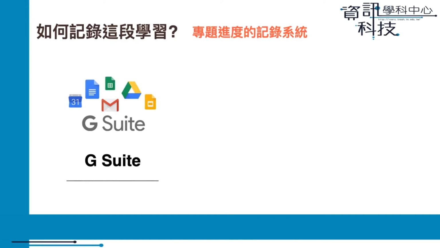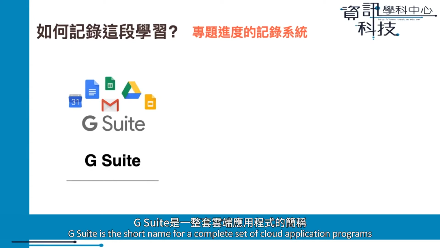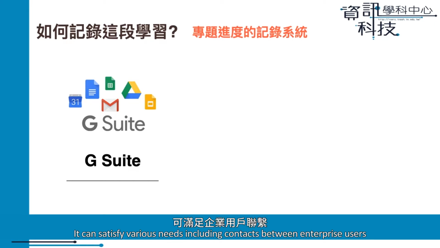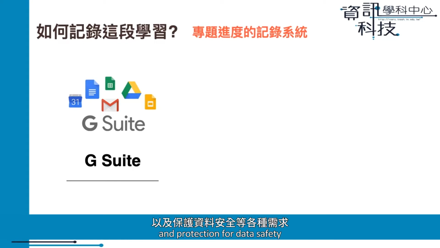G Suite. G Suite is the short name for a complete set of cloud application programs. It can satisfy various needs, including contacts between enterprise users, file storage, management of project progress, and protection for data safety. It includes the commonly seen Gmail and Google Calendar, Hangouts Meet for convenient communication among colleagues, video conferences, sharing of itineraries, as well as various live online editing tools, including Google Docs, Slides, and Sheets.